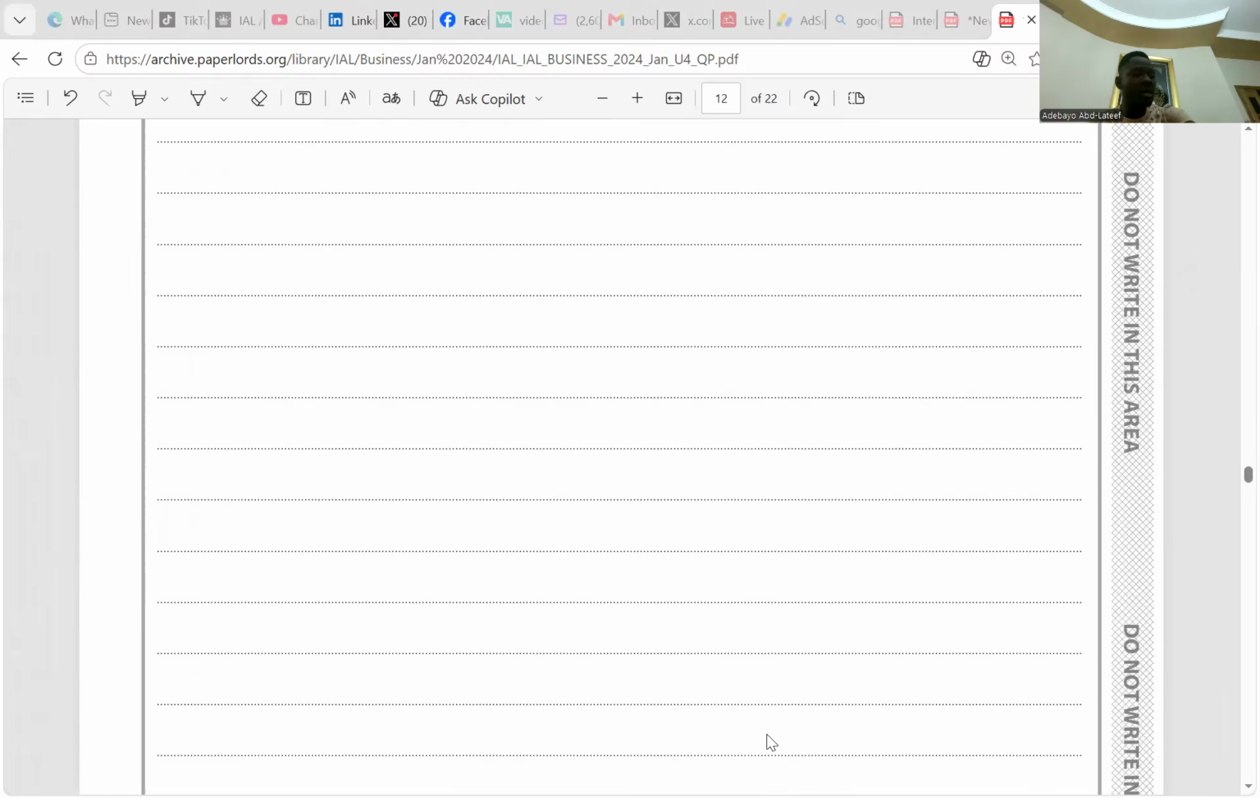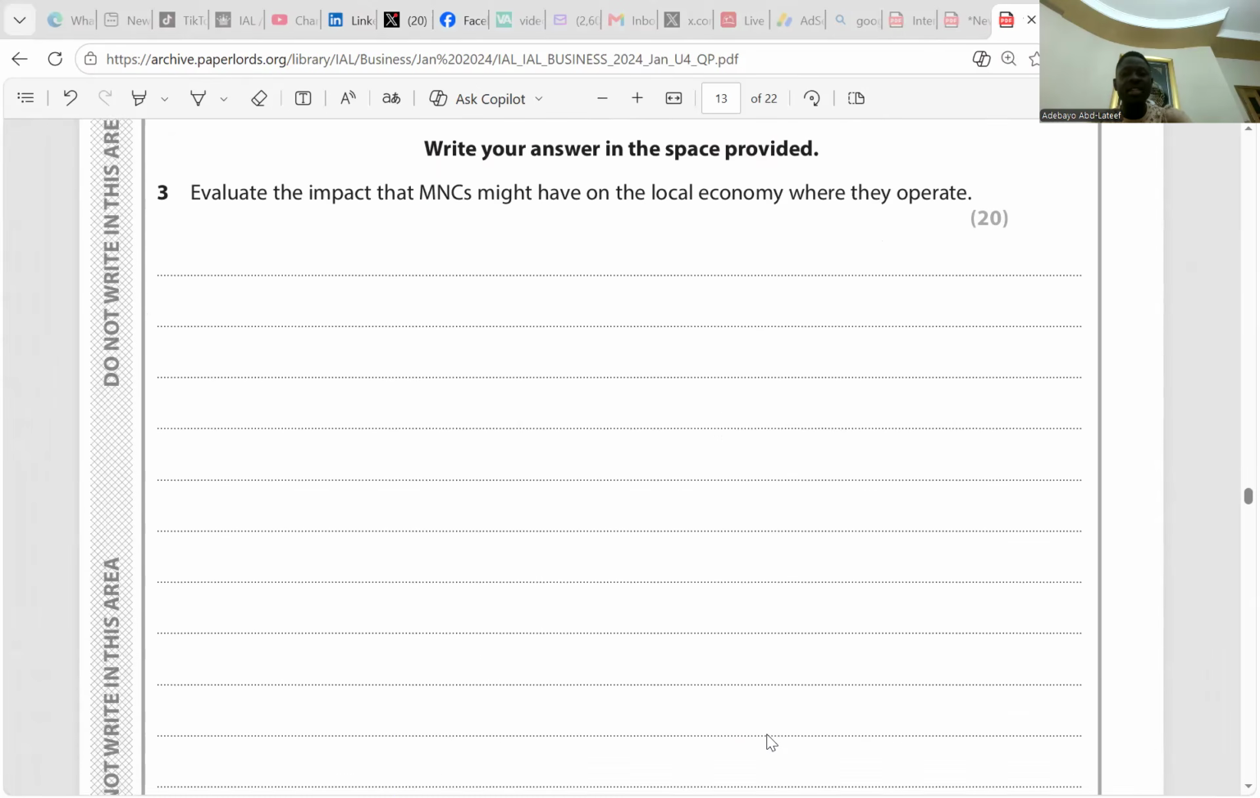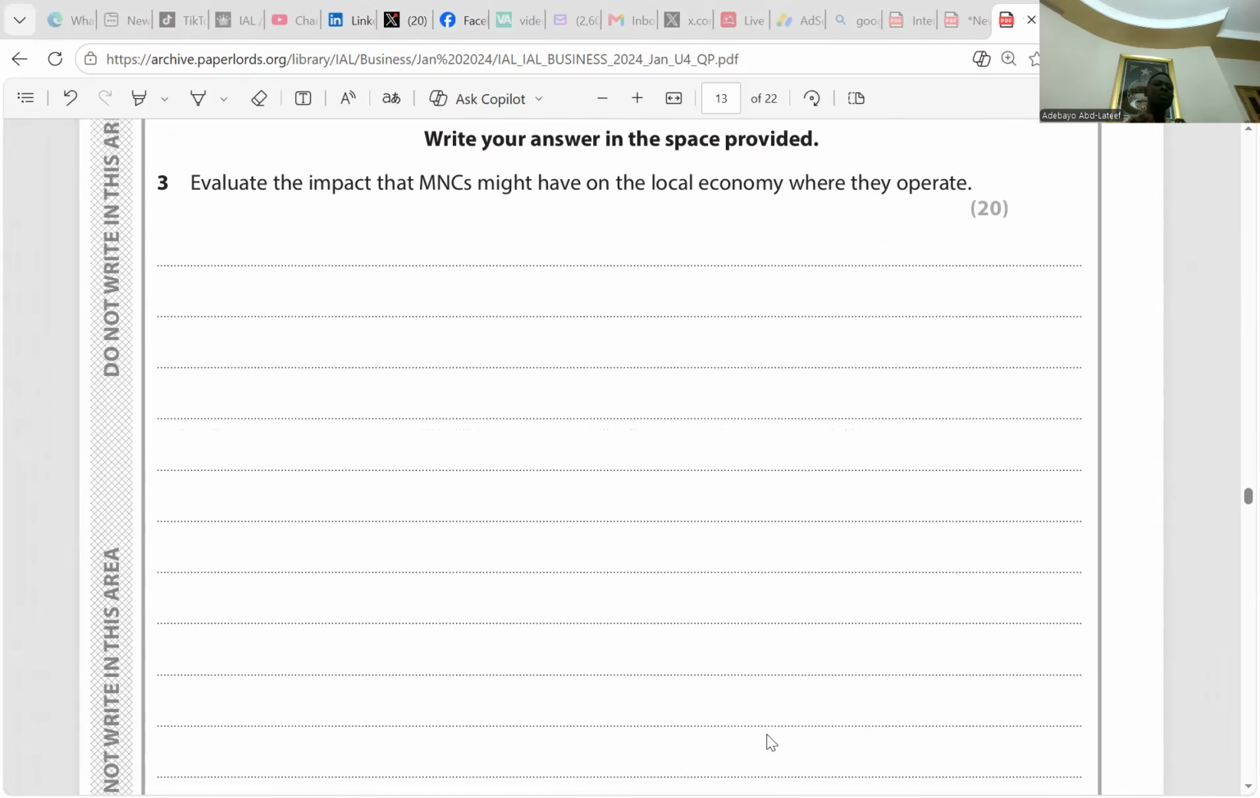The third question is about multinationals. They said, evaluate the impacts that multinationals might have on the local economy where they operate. Sure. MNCs are businesses that operate in more than one country. So we call them multinationals because they operate in more than one country. ExxonMobil, KFC, Marks and Spencer, Apple, they are all multinationals.